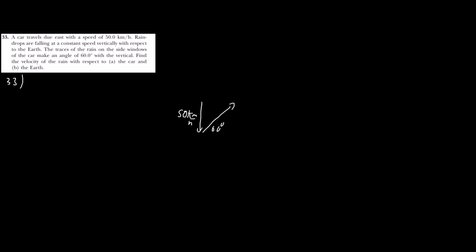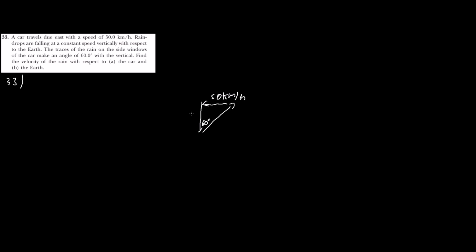So okay, raindrops are constant. Okay, what does it want? The car and the earth. Find the velocity. Okay. I'm an idiot. This is going to be 50 kilometers per hour. And it says 60 degrees with the vertical. I didn't really read this, or I should have. Anyway, there you go.